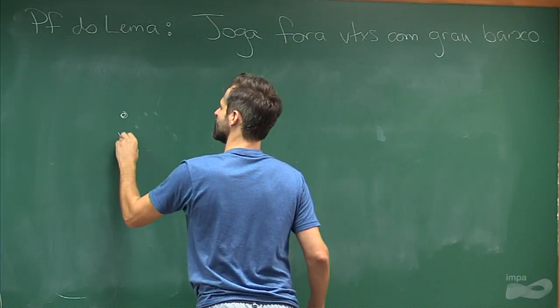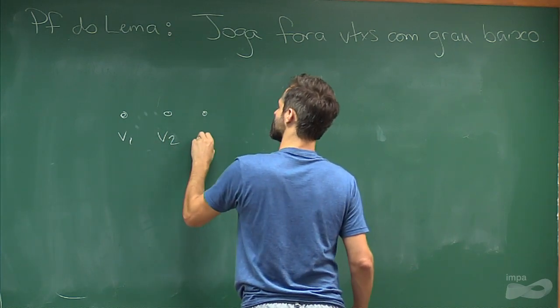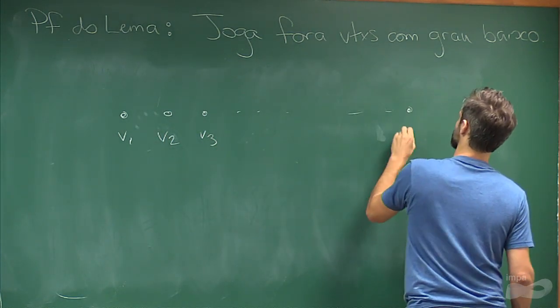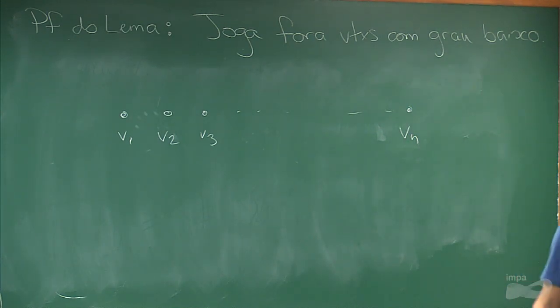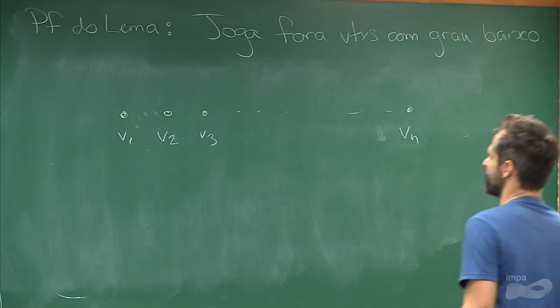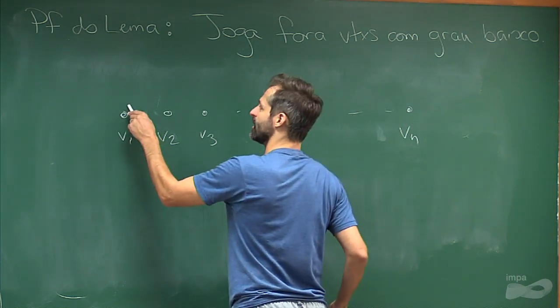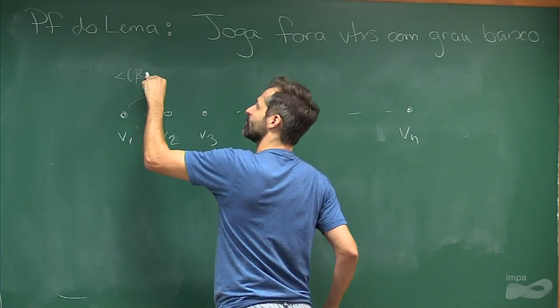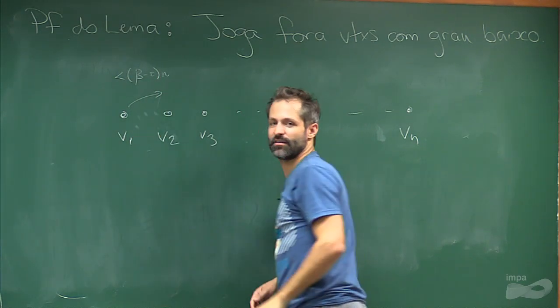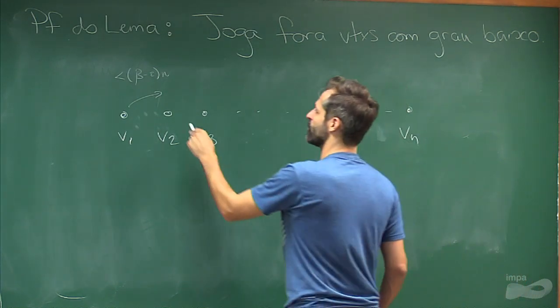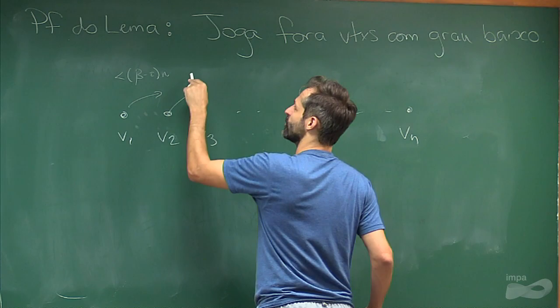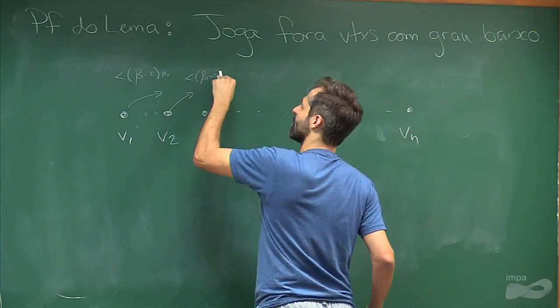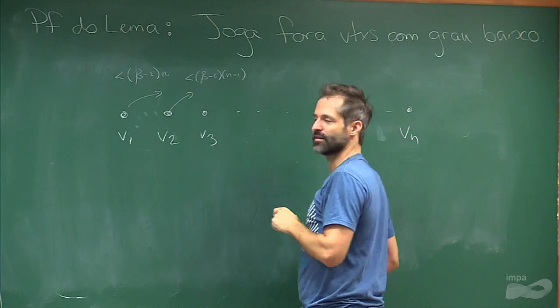So what do we get? We get a sequence of vertices with the property that we threw them away one by one. So we knew that the vertex v1 had to be thrown away because his degree forward was at most beta minus epsilon times n. We know v2 had to be thrown away because his degree forward was smaller than beta minus epsilon times n minus 1, and so on.